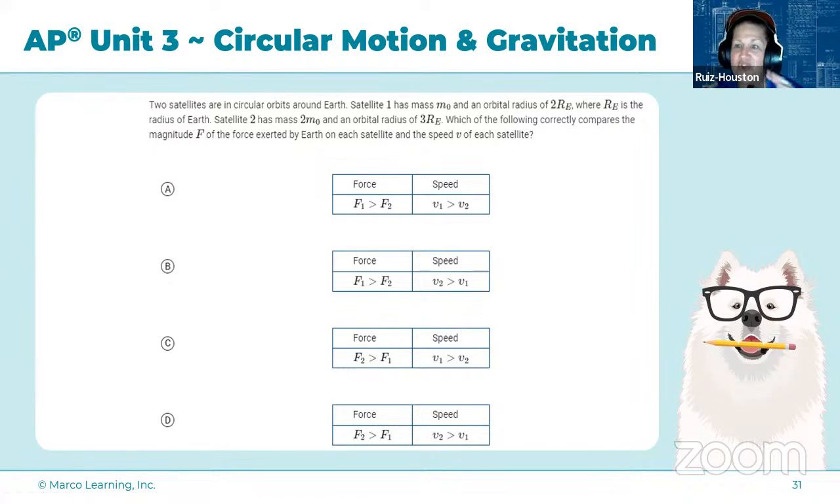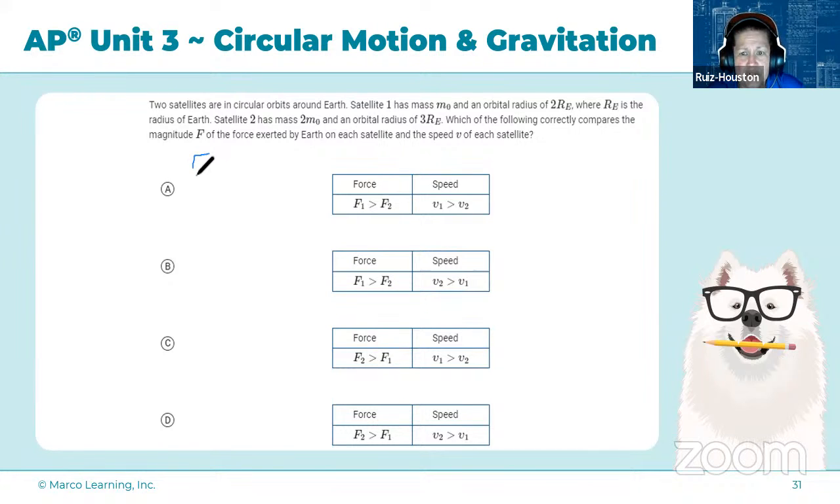Another kind of question that College Board has been doing are these little boxes. Can you see them? So you have to say what's going on with the force, but here you also have to say what's going on with the speed. Okay, so 2 satellites are in circular orbits around the Earth. Satellite 1 has a mass of M1 or M naught and an orbital radius of 2 radius of the Earth, where RE is the radius of the Earth. Satellite 2 has a mass of 2m and an orbital radius of 3r. Which of the following correctly compares the force? Okay, where would we start here?